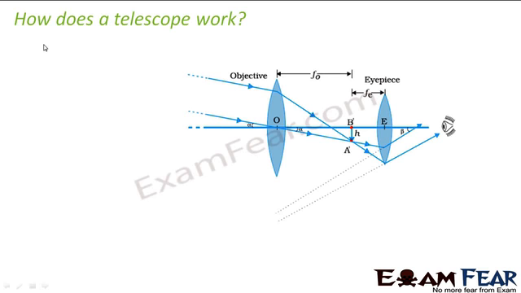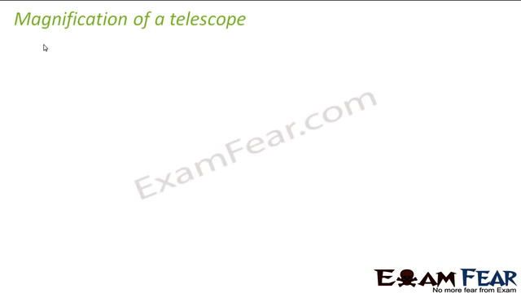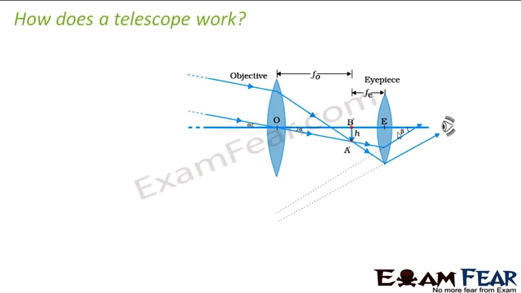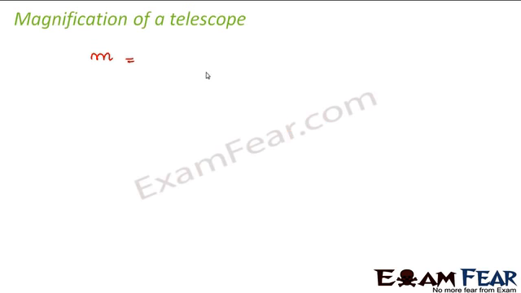Now let us look at the magnification of a telescope. So magnification in this case is equal to, if you look at it, what would be the magnification? That is height of the image by height of the object, or we can also consider the visual angle. Right? So what is the visual angle, or the angle subtended by the image on the eye? That is beta, and the angle subtended by the object on the eye, that is alpha. Right? So we can say that magnification is equal to beta divided by alpha.